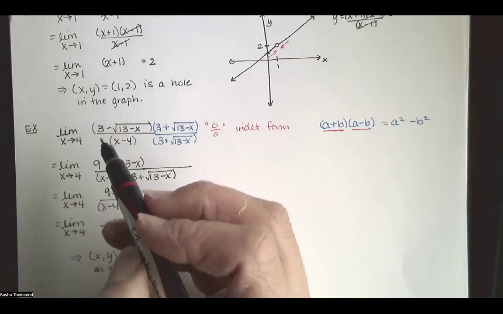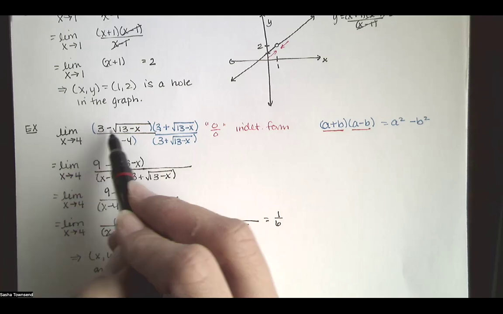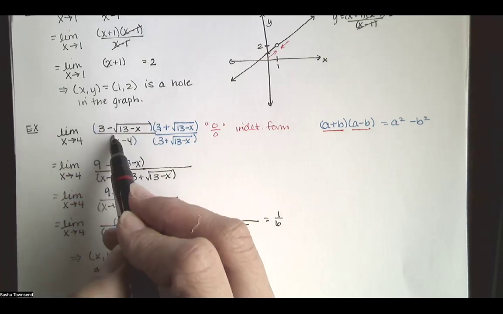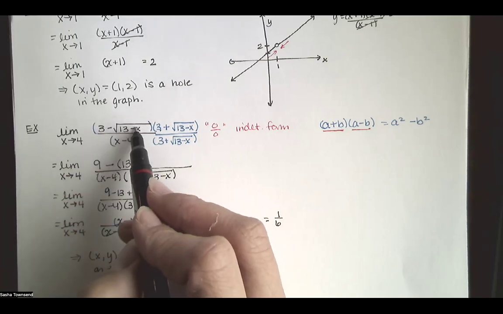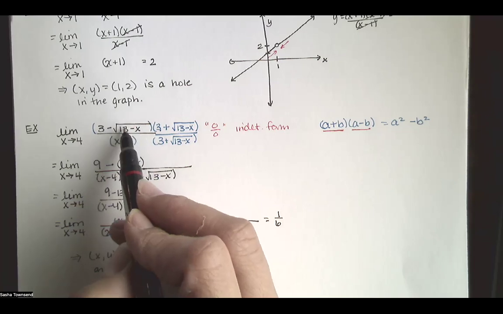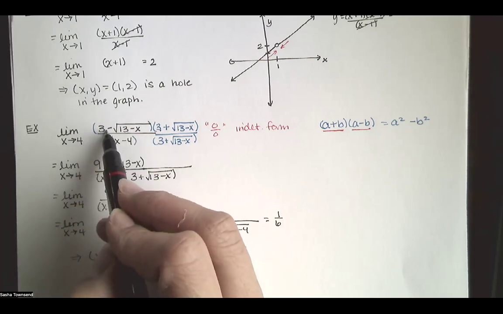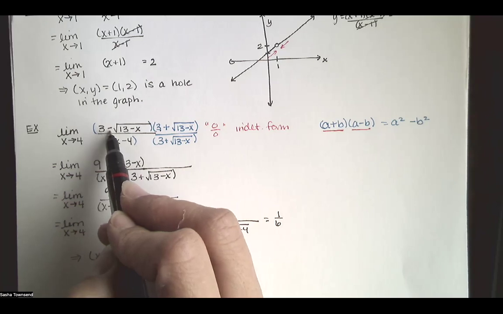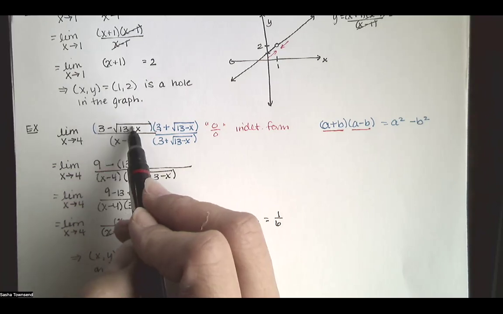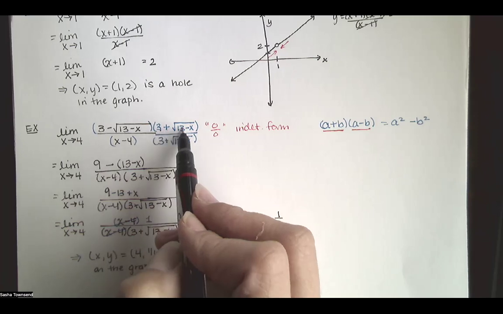So you'll always get a squared minus b squared, this difference of perfect squares, if you multiply by the conjugate. So we're going to multiply by the conjugate. But you want to be careful here. The whole goal is to get rid of that square root. So you don't want to change anything under the square root. Leave what's in the square root alone. You're going to change the sign in front of the square root. So you have a 3 minus the square root. The conjugate's going to be 3 plus the square root.